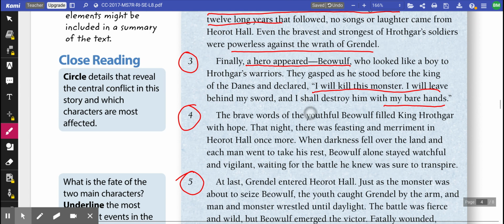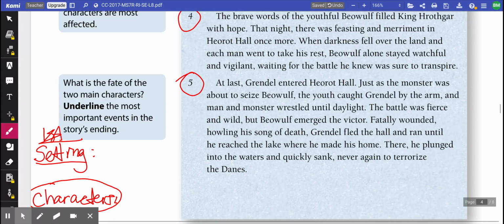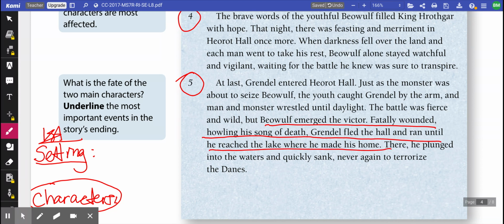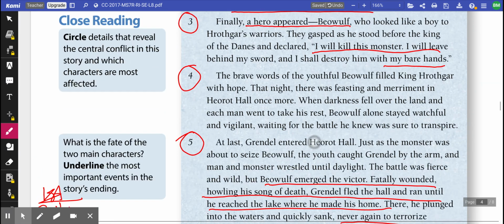Because at the very end, our resolution to our conflict is that Beowulf emerged the victor, and howling his song of death, Grendel fled the hall and ran till he reached the lake where he made his home. And again, he never terrorizes the Danes. So we're going to infer that he dies. So Beowulf emerges the victor because he kills Grendel. Okay, so that's our first reading.